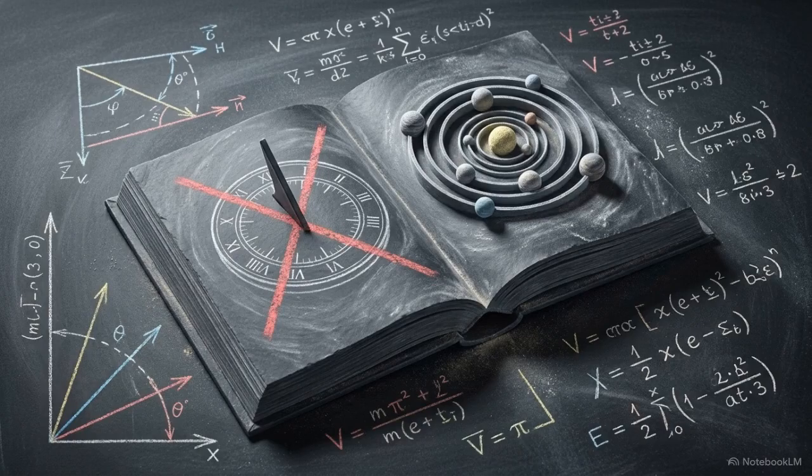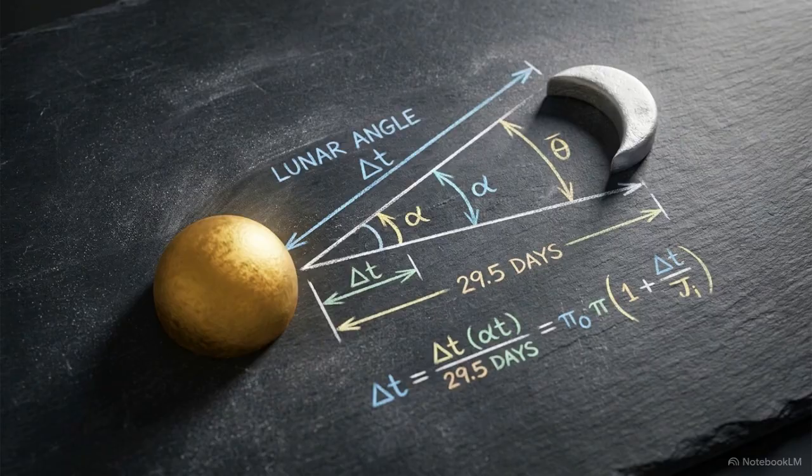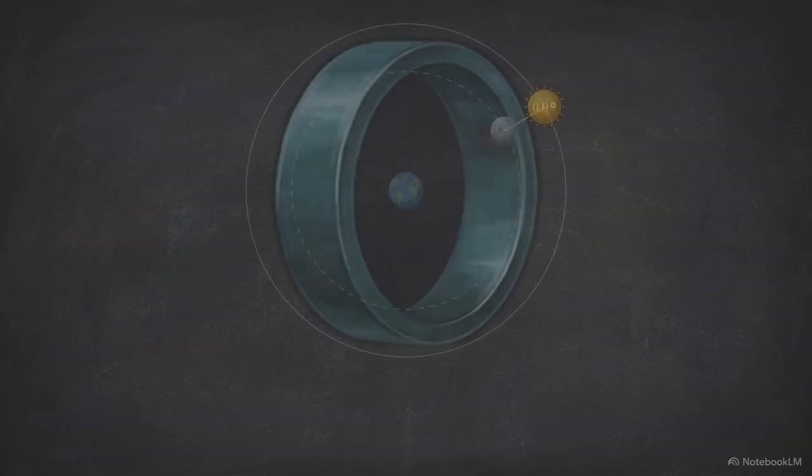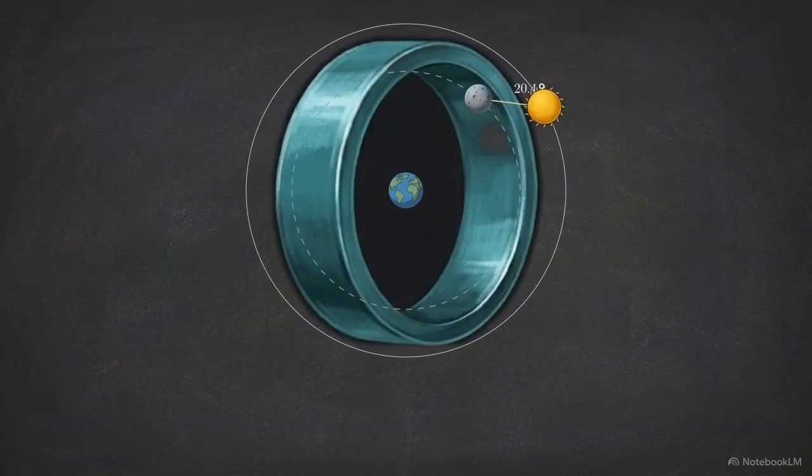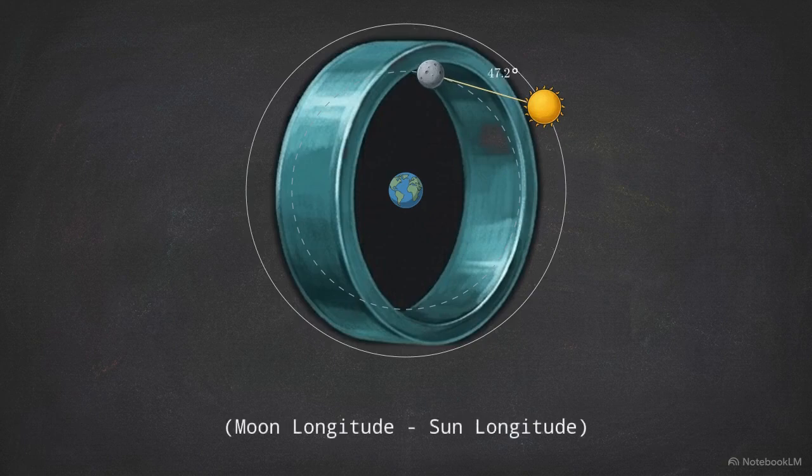Vedic chronometry ignores standard solar clocks. It measures time strictly through the angular differentials between moving bodies. We see this in the calculation of a tithi, or lunar day. A tithi is a dynamic value derived entirely from the exact distance between the Sun and the Moon.